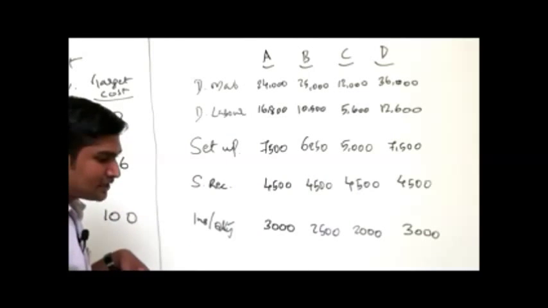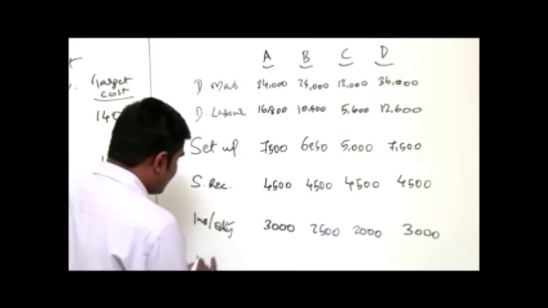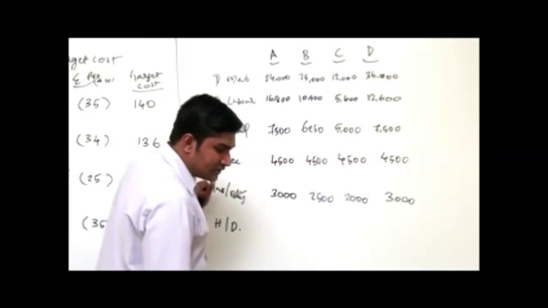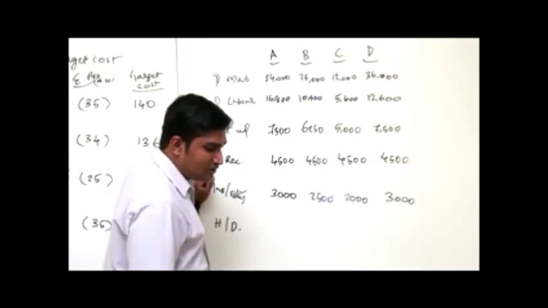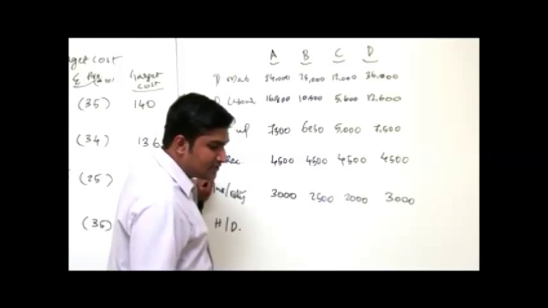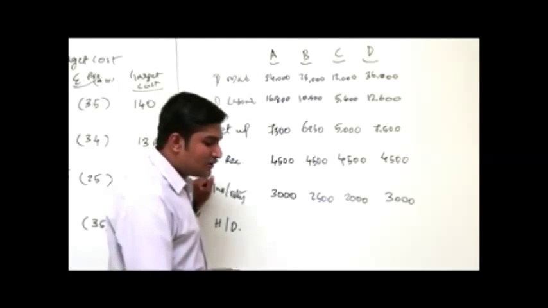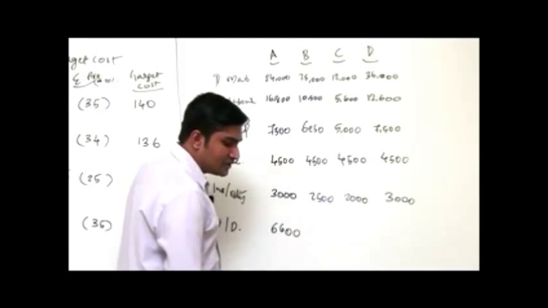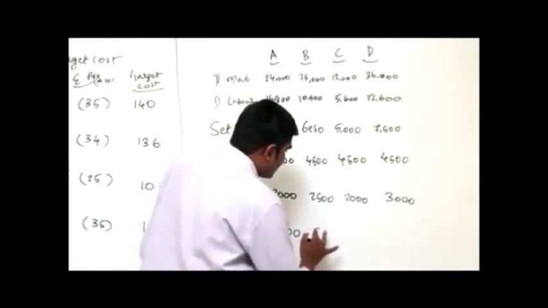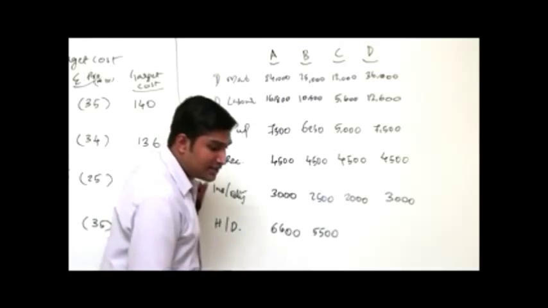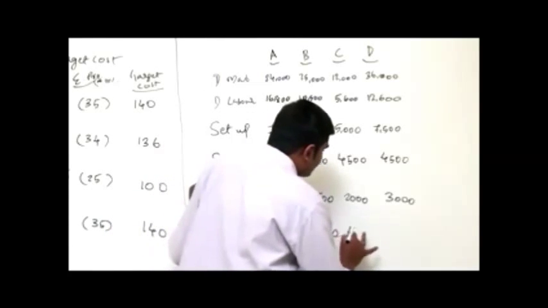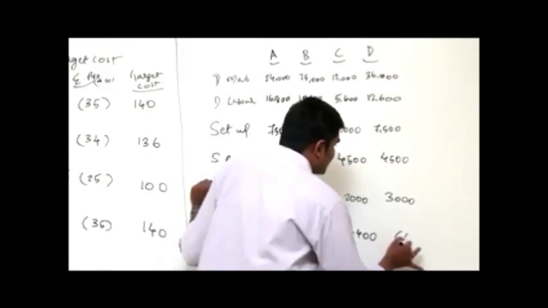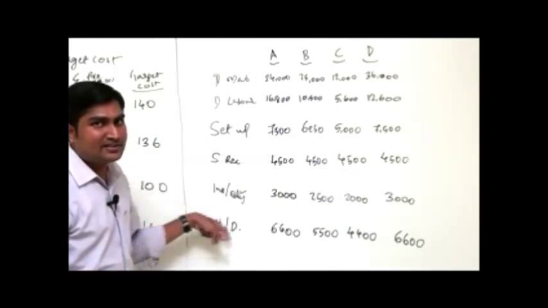Now on to the next activity, namely handling or dispatching activity. It was told in the problem that this is driven by the number of orders, and the orders are 60 for A, 50 for B, 40 for C and 60 for D. So 110 per order, calculated in the previous table, multiplied by 60, it would be 6,600. 110 multiplied by 50, it would be 5,500. 110 multiplied by 40, it would be 4,400. 110 multiplied by 60, it would be 6,600. This is how the handling and dispatching charges have been allocated.